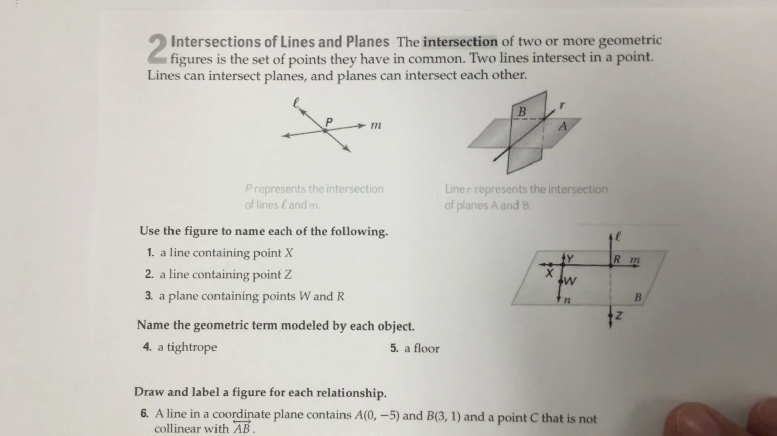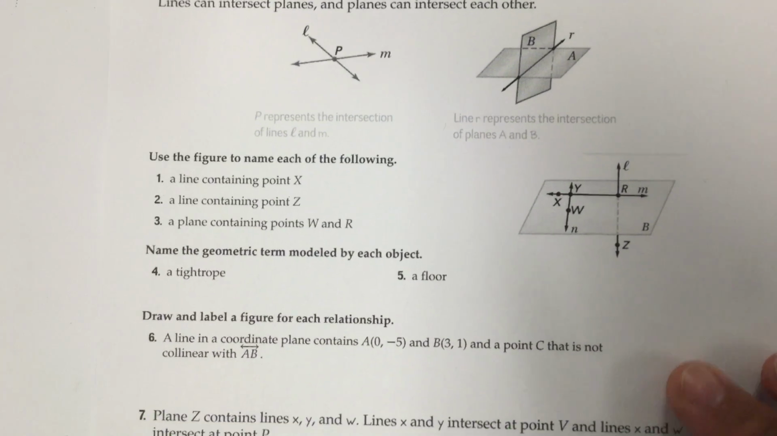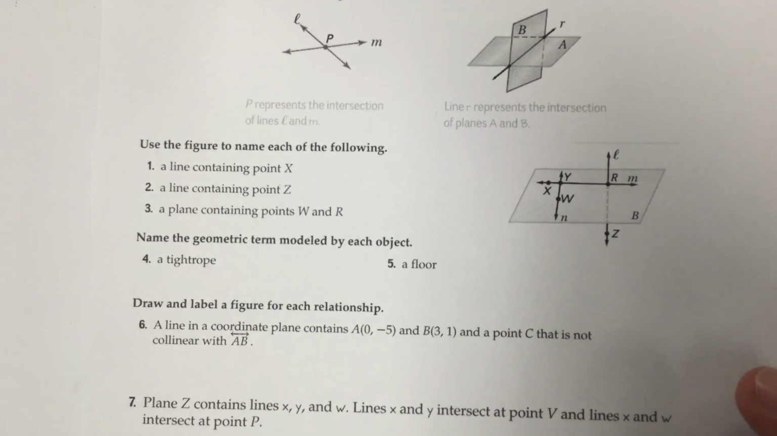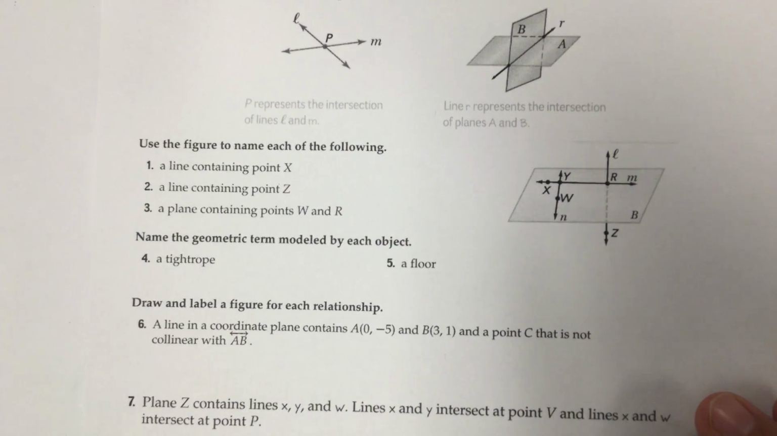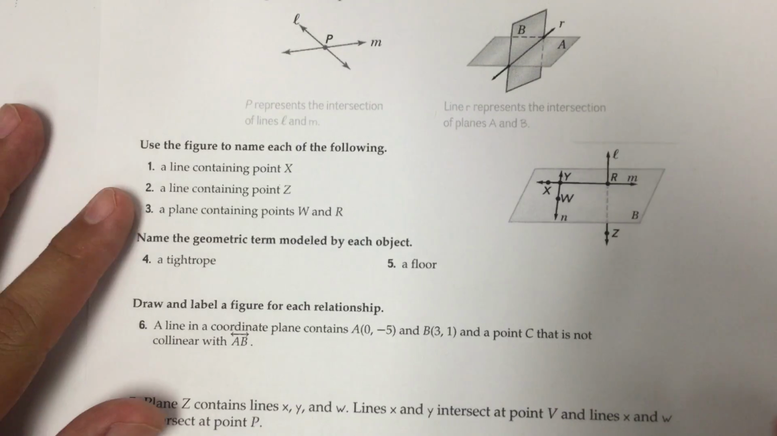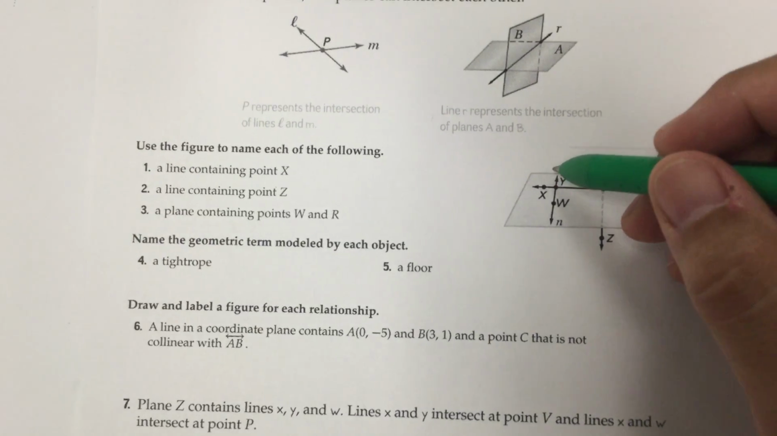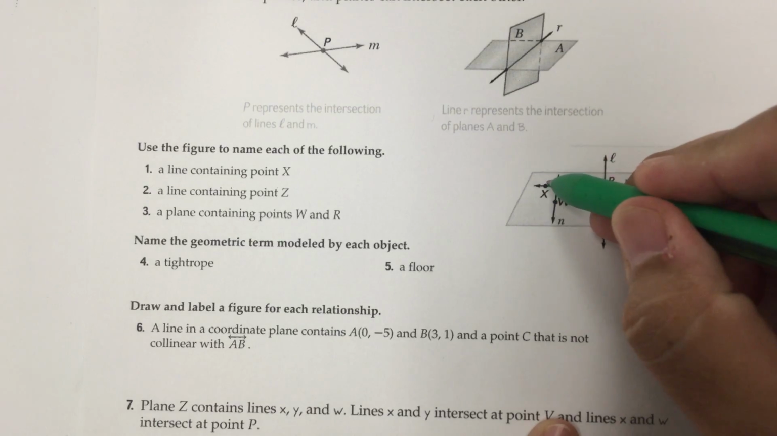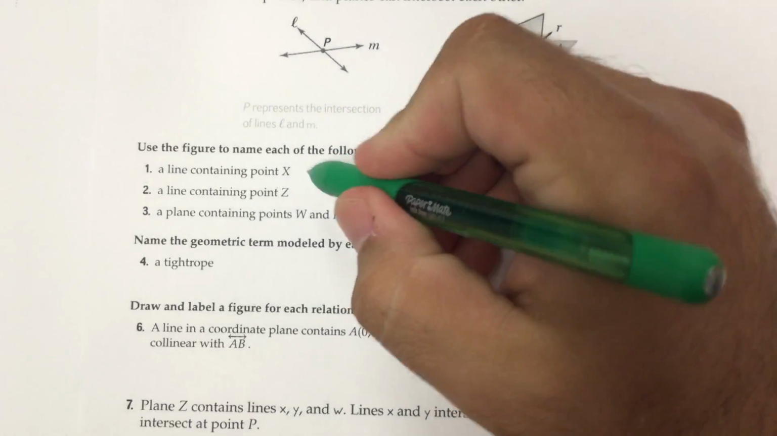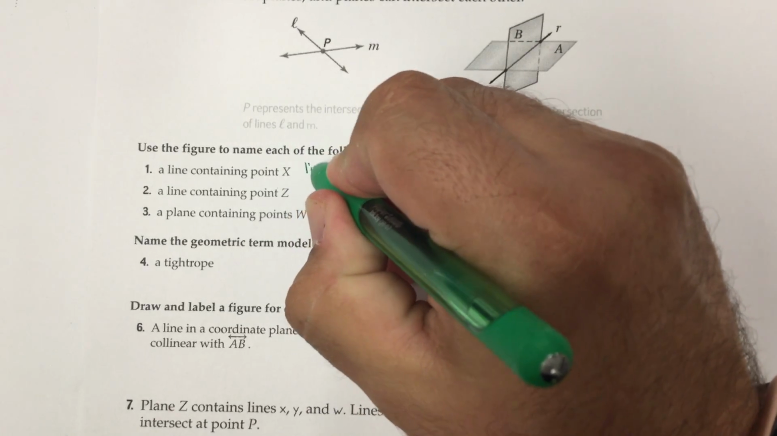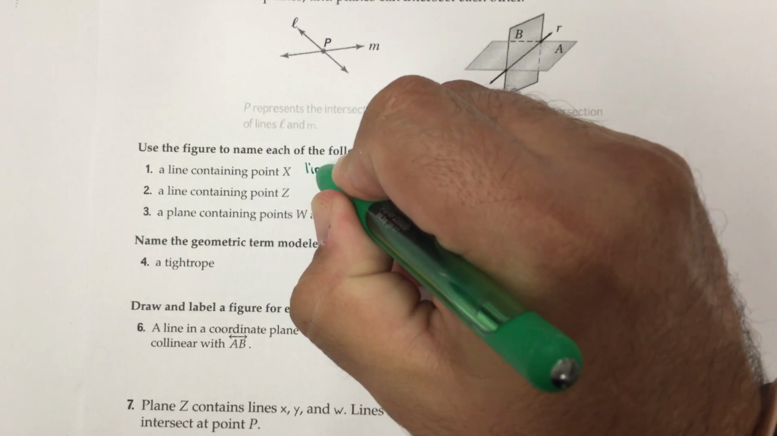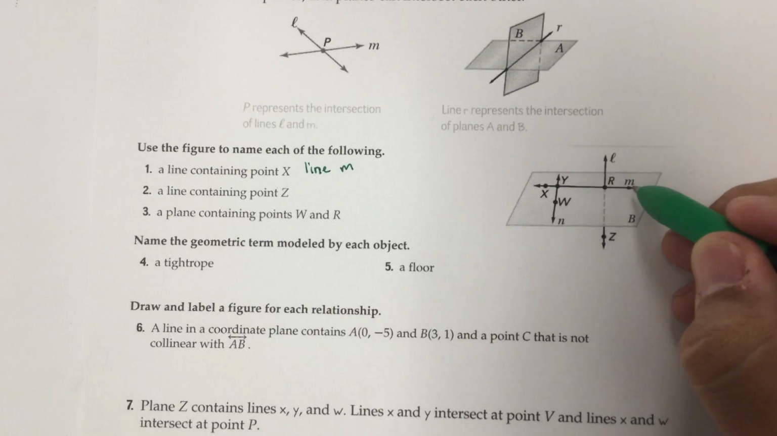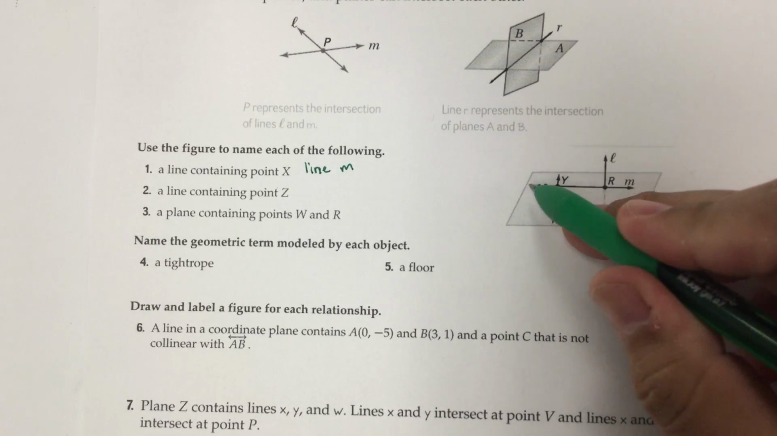Okay, so right here we want to talk about a couple of things, and you're going to see some examples. Right here it says, use the figure to name each of the following. A line containing point X. So you notice here are the options. Here's the X right here. We can call this line several different things. One of the lines I can use is line M. Notice the lowercase letter m. It's not a point. It's determining the whole line.